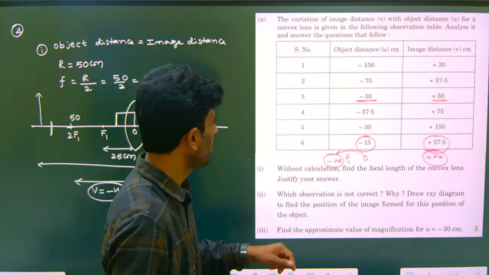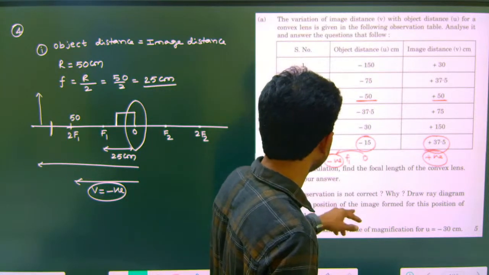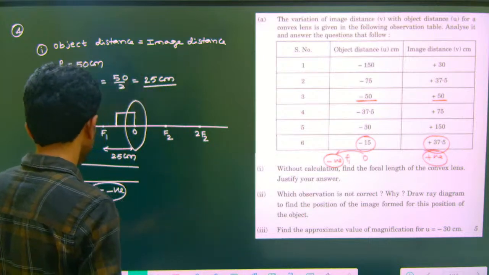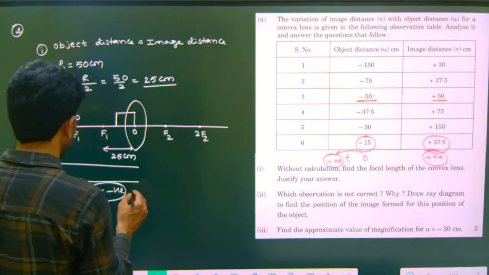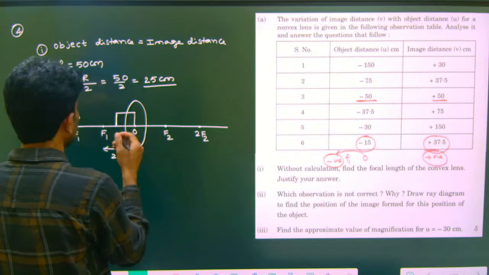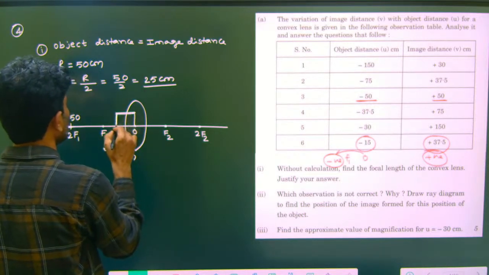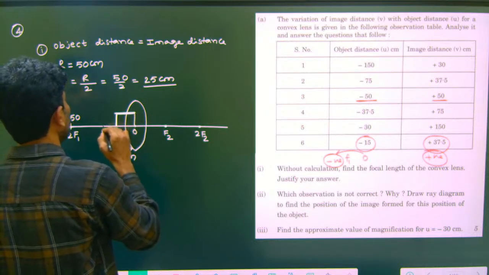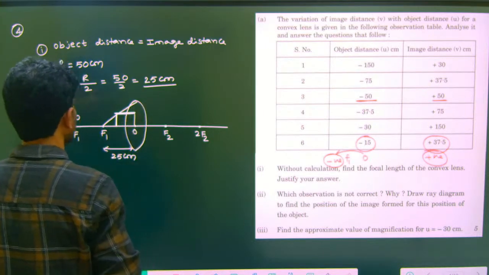And draw a ray diagram to find the position of the image formed for the position of the object. In that case, if you want to draw the ray diagram, how is it going to be? Here it is the object. Then one ray we take through the focus.